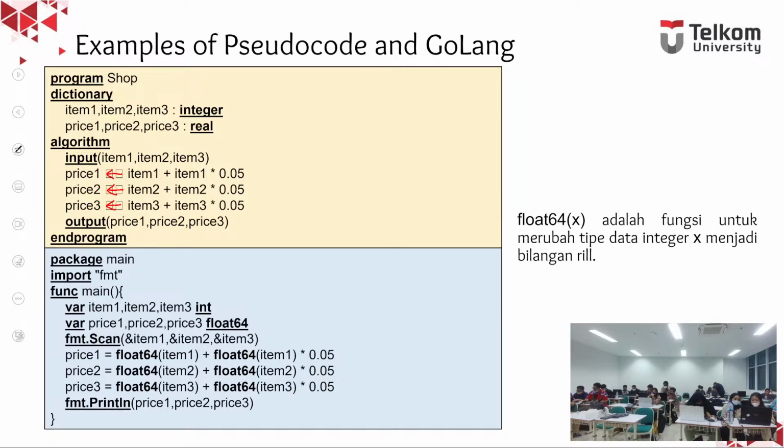And this is the translation in Go language. You will see here, if you want to convert integer to float, you can use the float64 function in Go language. So sometimes you need to convert it to make the operation be executed correctly. This is an example of why you need to perform it in float.